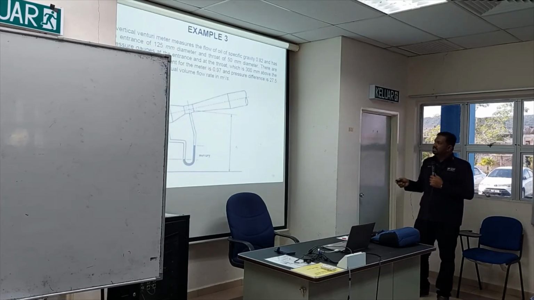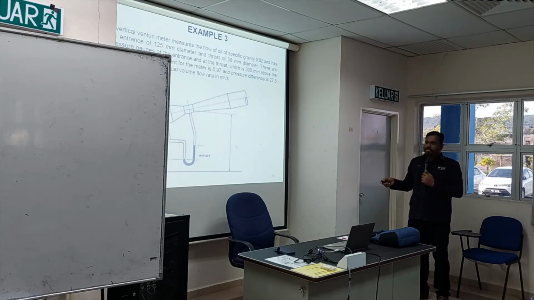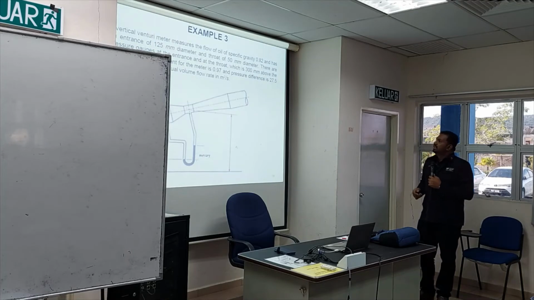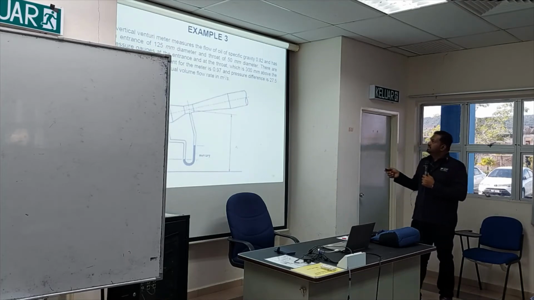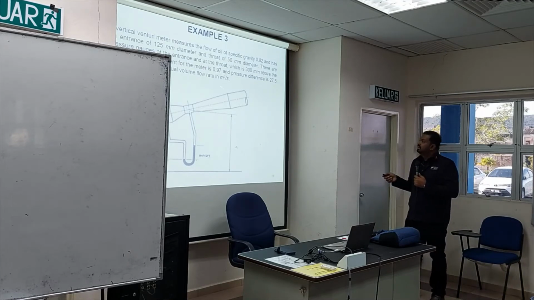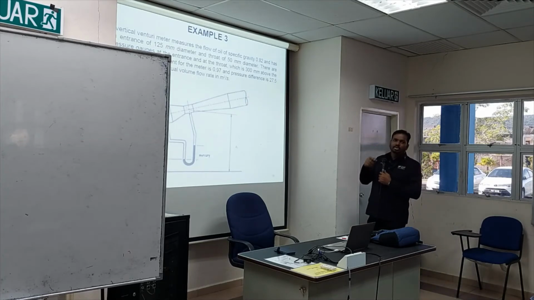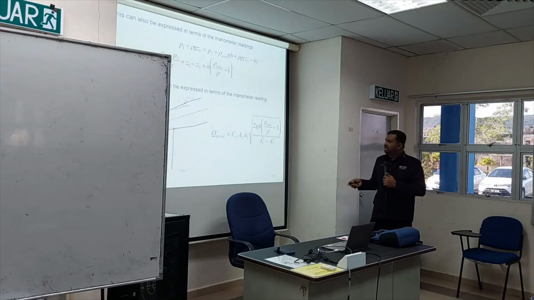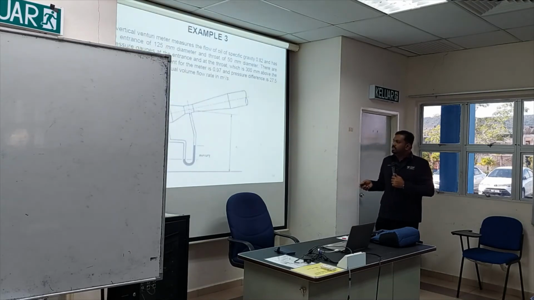Okay, there are pressure gauges at the entrance and the throat. So you letak satu pressure gauge dekat sini and one more here. Okay, so which is 300 mm above the entrance. So maksudnya ketinggian dari sini ke sini adalah 300 mm. The coefficient for the meter is 0.97 and pressure difference is 27.5 kilonewton per meter square. Calculate the actual volume flow rate. Actual volume flow rate adalah Q actual. Okay, tadi kita tengok kan ada Q actual. Okay, so you will try to find.